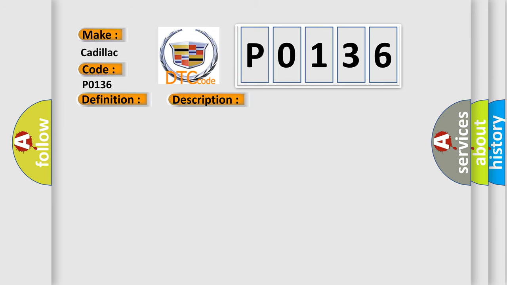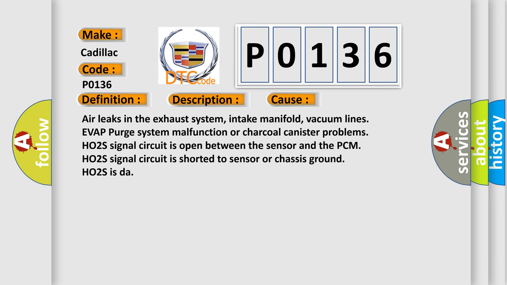This diagnostic error occurs most often in these cases: air leaks in the exhaust system, intake manifold, vacuum lines, EVAP purge system malfunction or charcoal canister problems, HO2S signal circuit is open between the sensor and the PCM, HO2S signal circuit is shorted to sensor or chassis ground, HO2S is defective.